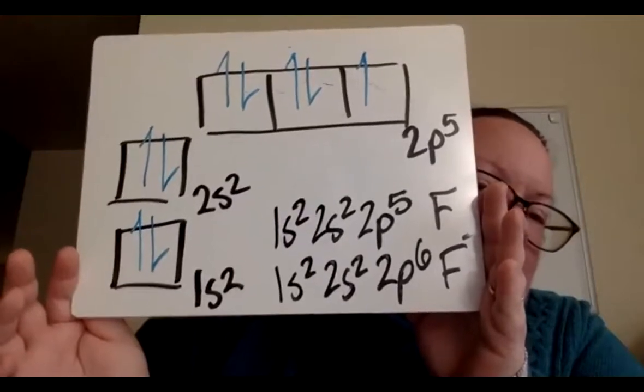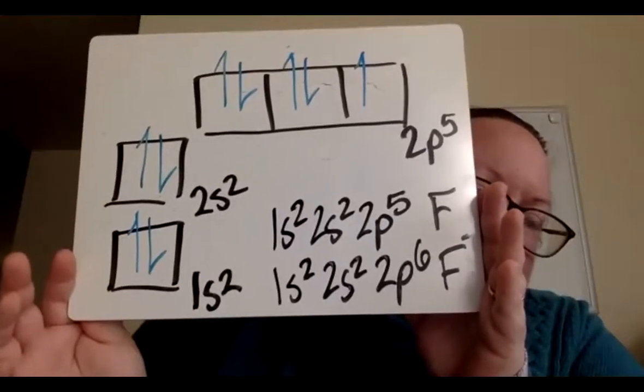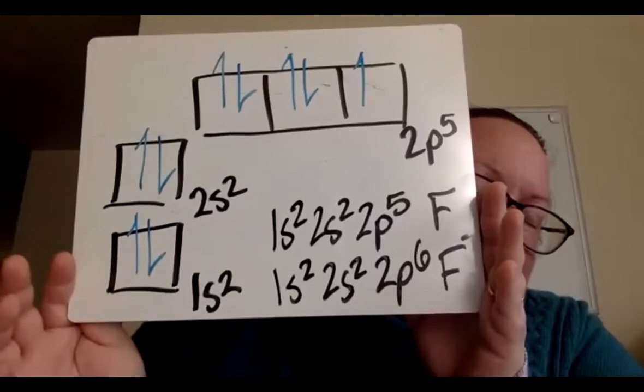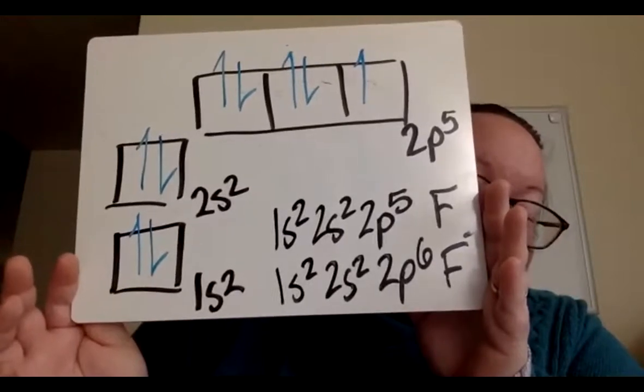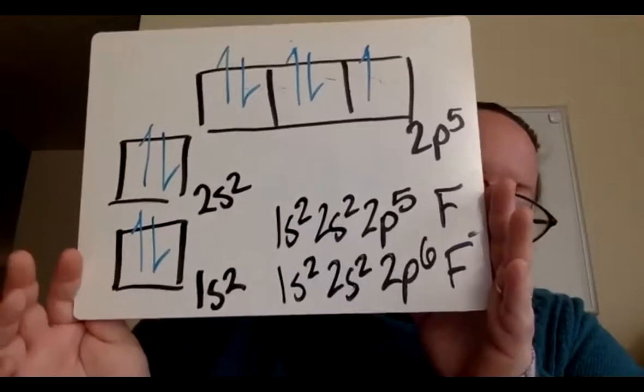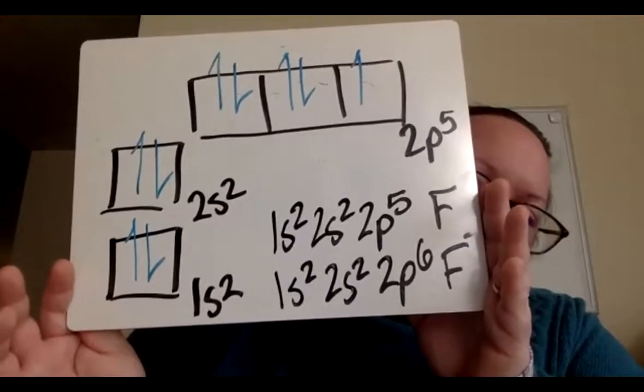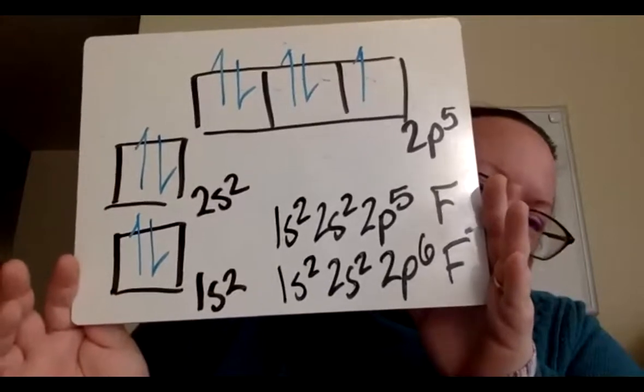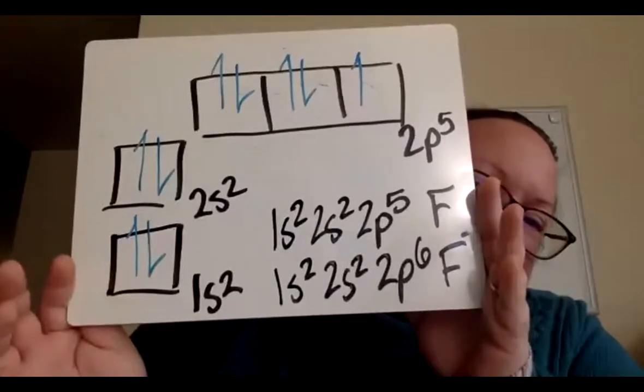And then if you're thinking about the fluoride ion, it's going to want to gain an electron so that it has a complete 2p. So you're going to fill up pairs of electrons. We're going to add 1 more electron, and that's why it's F minus. Okay, that makes sense. Thank you. Good, sweet. Okay, other questions?